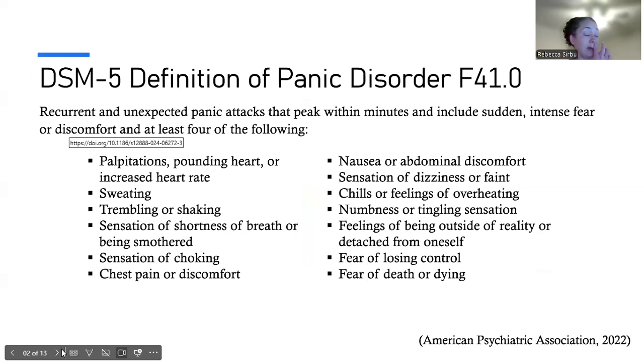The DSM-5 defines panic disorder as recurrent and unexpected panic attacks that peak within minutes and include sudden intense fear or discomfort and at least four of the following symptoms. As you can see, some of those symptoms include palpitations, chills or feelings of overheating, feeling of losing control, fear of death or dying, chest pain or discomfort. So lots of different types of symptoms are involved in panic attacks.